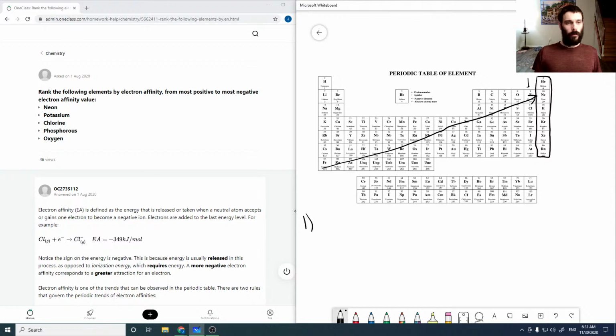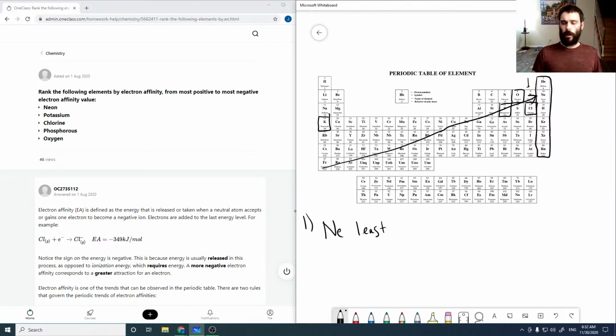So right off the bat, we know that neon is going to be pretty much 0, so that guy's going to be our least, or our most positive value. Now we need to just kind of locate the other guys. So potassium, chlorine, phosphorus, and oxygen.